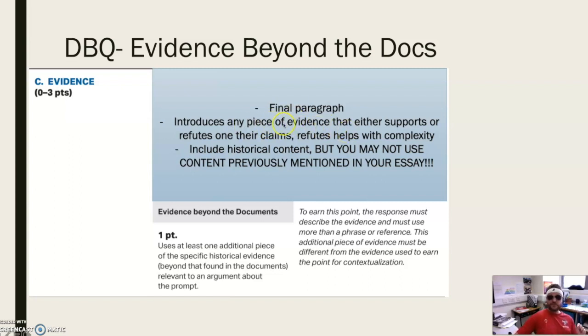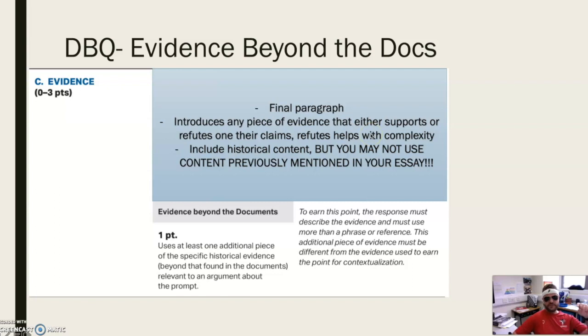Now, it introduces any piece of evidence that either supports or refutes one of their claims, but refutes helps with complexity. So this is an important thing of note, right? One of the things that's useful is if you use the opposite historical claim to refute a claim, that shows that you're able to see both sides of it, so it adds to the complexity.